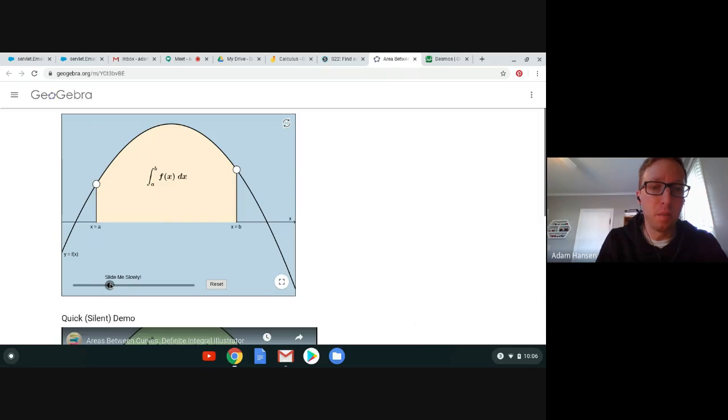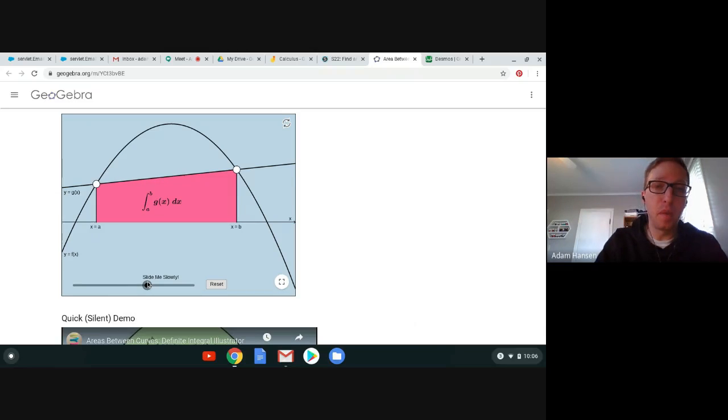Now I'm going to keep sliding and introduce a second function, this line y equals g of x. As I shade this in pink, the definite integral from a to b of g of x dx gives the area under that linear function.